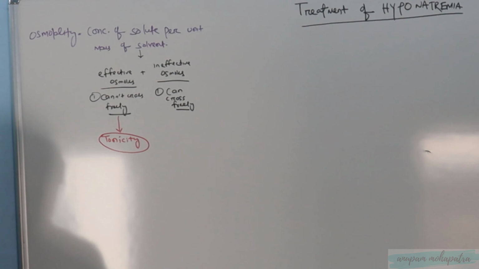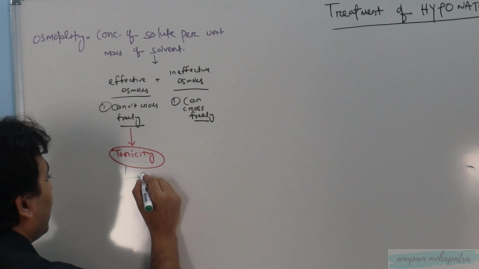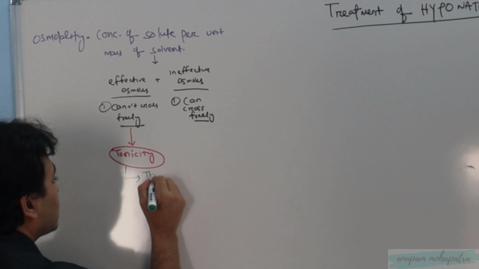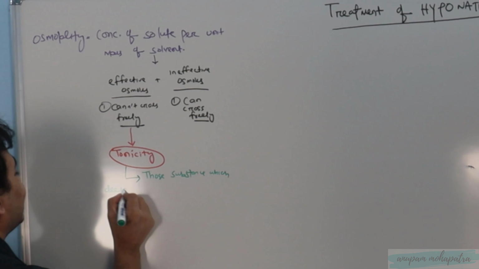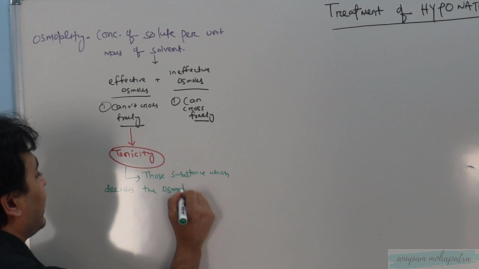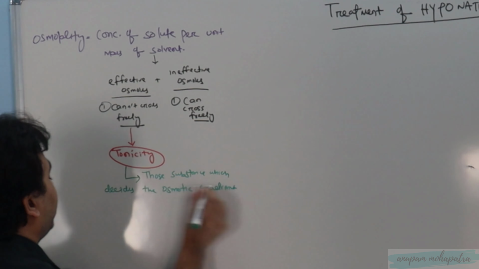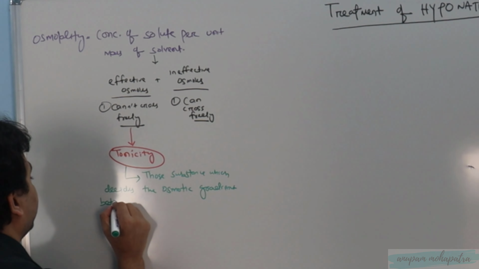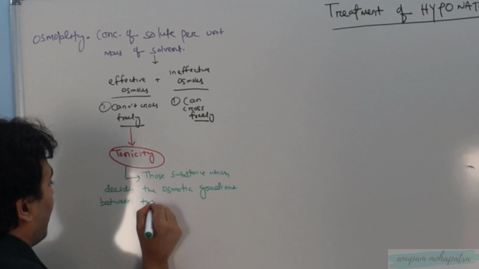So what is tonicity? We can define it as those substances which decide the osmotic gradient between two compartments, right?